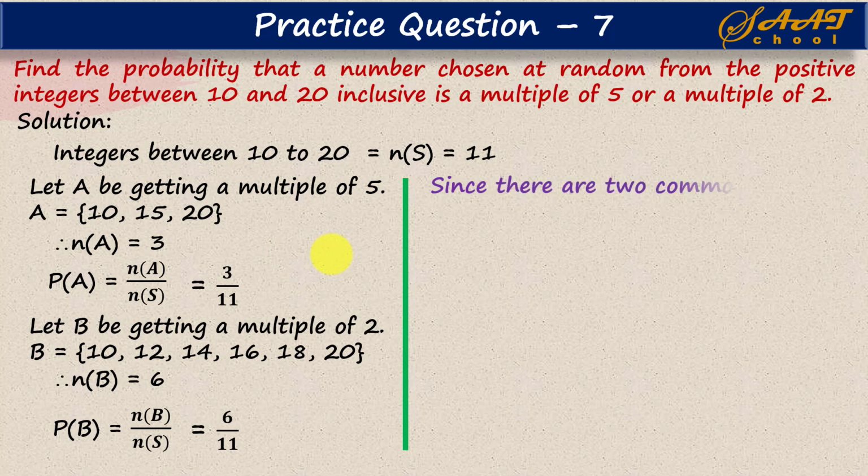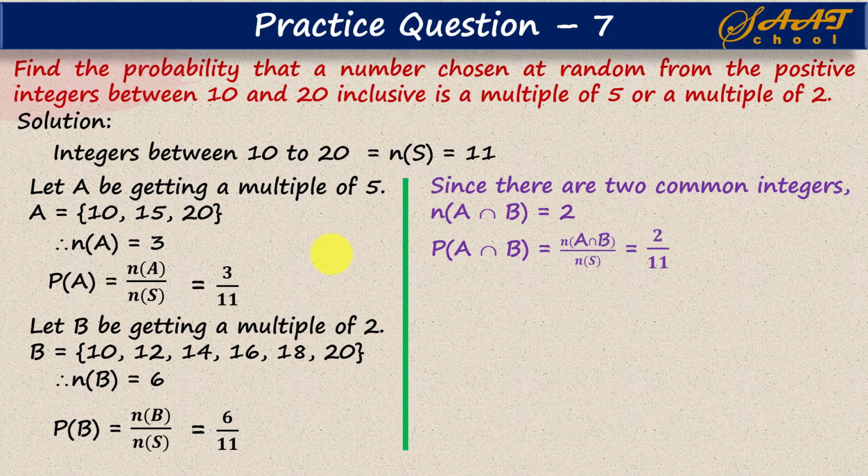In mutually non-exclusive events, we can find n(A intersection B), which is 2, because we have two common integers or two common outcomes. Now to find the probability of A intersection B, this is n(A intersection B) divided by n(S). Here n(A intersection B) is 2 because there are two outcomes which are common: 10 and 20. So these are two integers which are common in A and B. That's why this is 2 by 11.